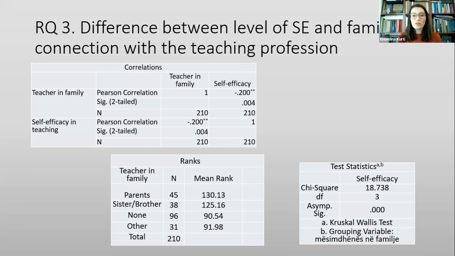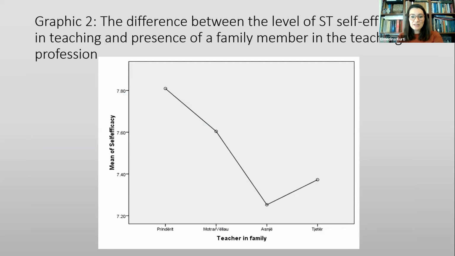While if we see the connection with the teaching profession in the family members, we see that's a negative correlation. So the higher the level of education of their family members, the higher is also the self-efficacy beliefs. In this case, if we see the mean rank of parents, it's higher. So the students whose parents are in the teaching profession have higher self-efficacy beliefs. As you see, the significance is 0.000. Also here you can see how it decreases if they have none, "asnje".